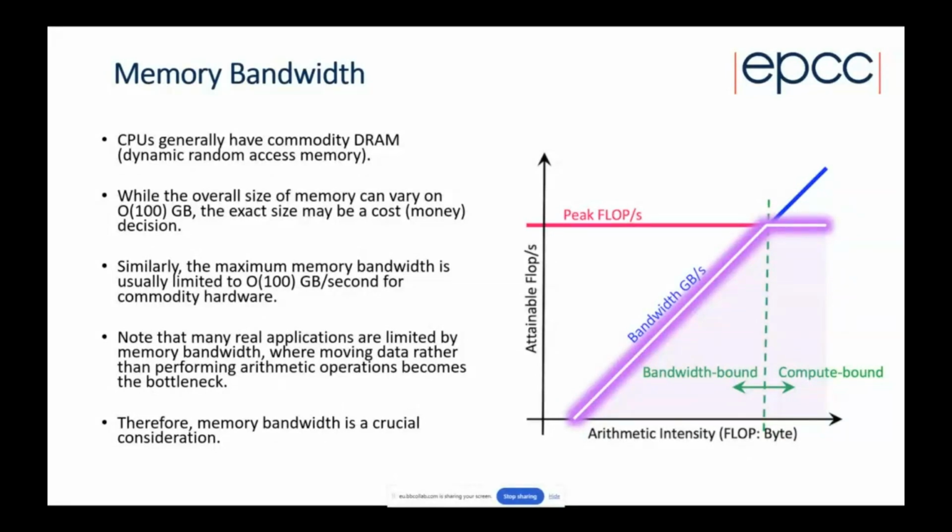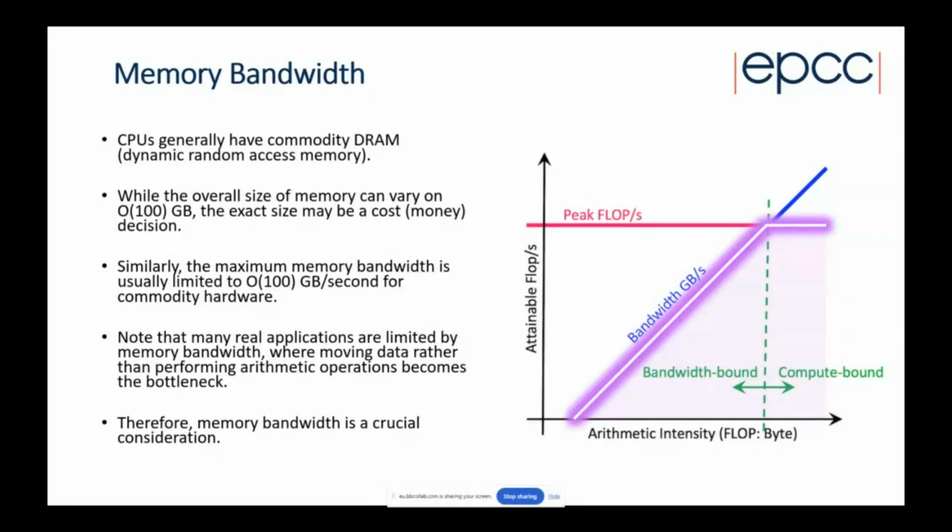The capacity of your RAM is usually of the order of 100 gigabytes in current systems. GPU nodes on high-performance computers are reaching around the terabyte of memory available. The maximum memory bandwidth is usually limited to sort of 100 gigabytes per second for commodity CPU-based nodes. So ARCHER2 is about 200 gigabytes per second across the whole node of memory bandwidth from the main memory.